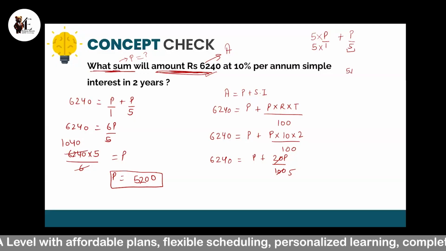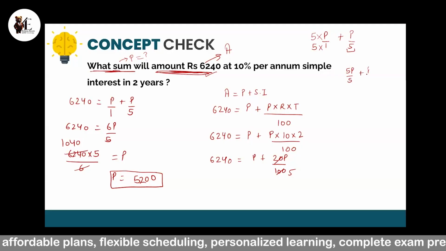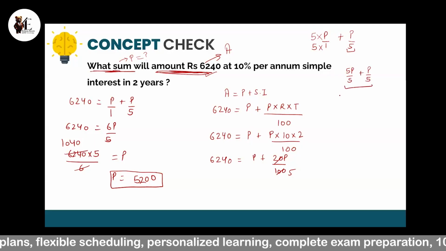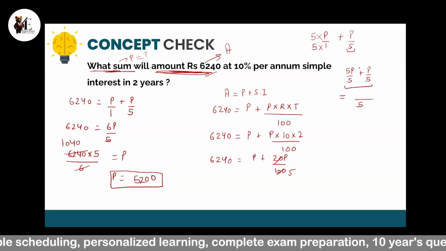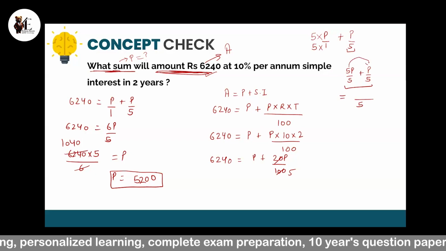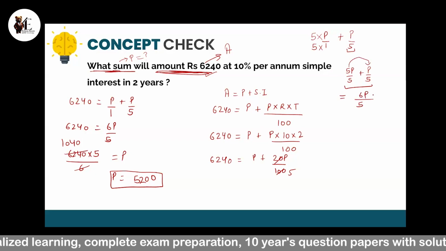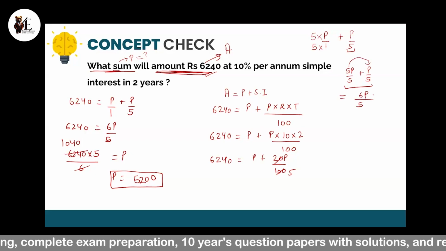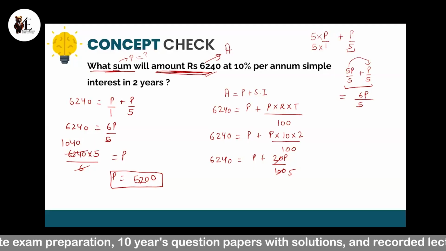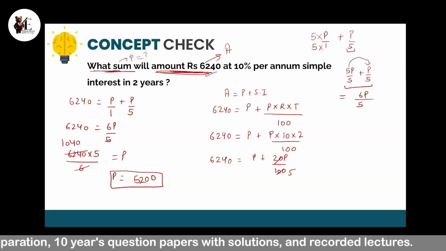This will become 5p over 5 plus p over 5. Since denominators are the same, you have to write the denominator once, and 5p plus 1p will become 6p. Or you can take the LCM also. It's completely up to you in which way you want to solve.